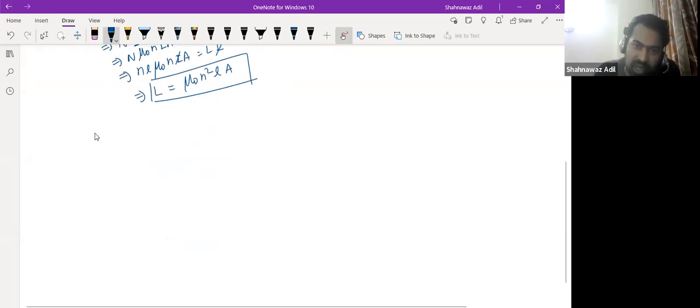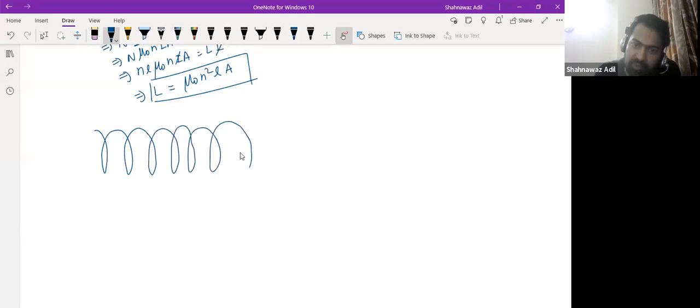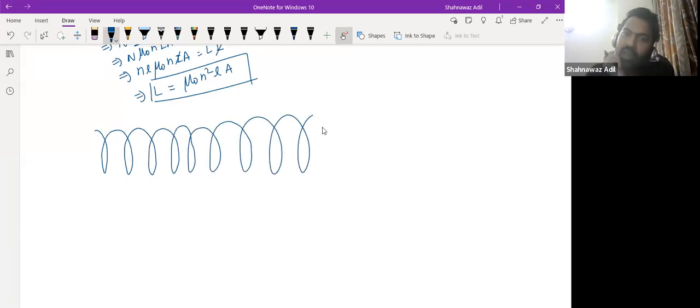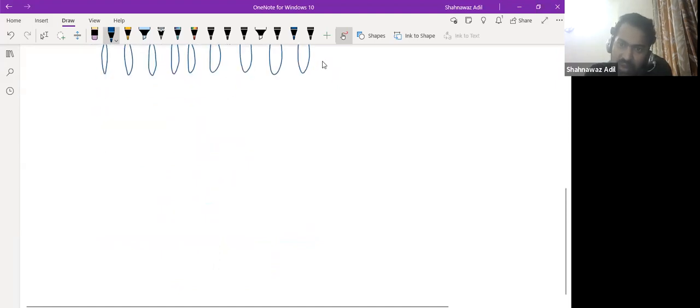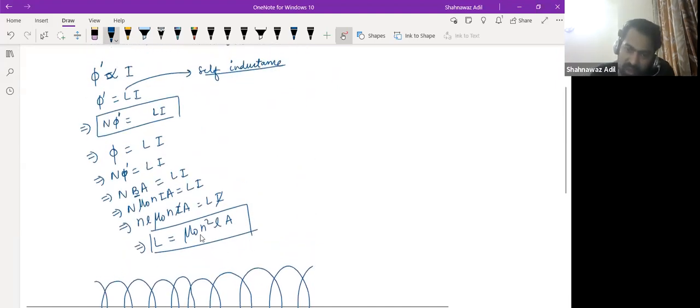So let's say if you have these two. In the school, the self-inductance would be just mu n square LA. Yes, we learned it like that. We took it like that, mu n square LA.